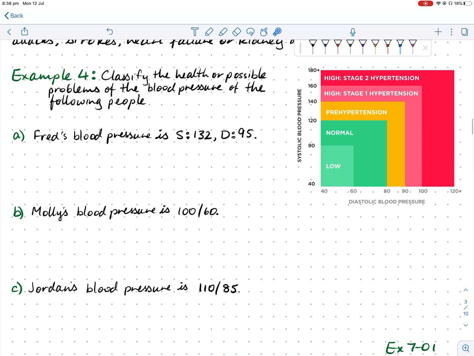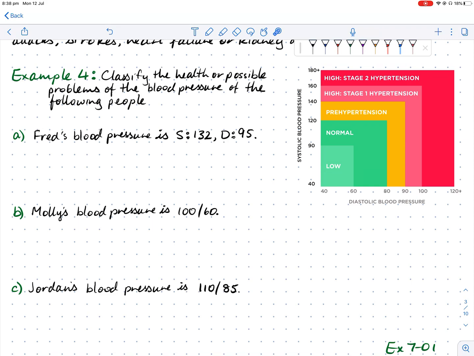So classify the health or possible problems of the blood pressure of the following people. You can see a graph on the right hand side. We've got diastolic blood pressure along the bottom, systolic blood pressure along the side. For certain values, we want to look at the combination between systolic and diastolic blood pressure to see whether their blood pressure is too high, too low, or around a normal range.